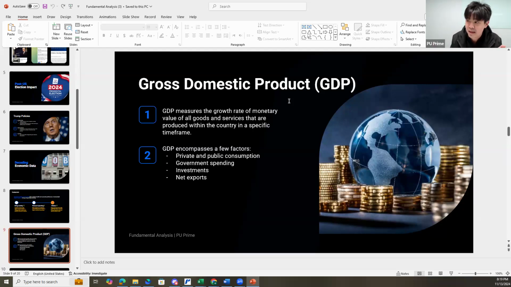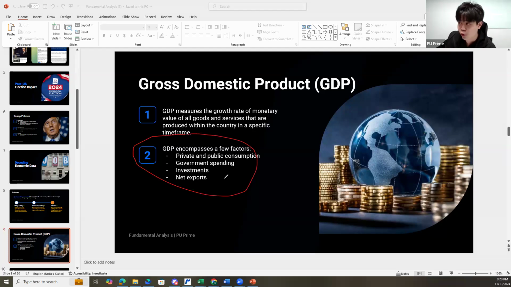Or to put it in simpler terms, you can think of GDP as your salary. So if your salary is higher, which means GDP is higher, you are richer. This applies to the country. GDP encompasses a few factors, including private and public consumption, government spending, investment, and net export. To explain in simple terms, GDP includes the spending, consumption, public and private spending, government spending, investment, and net export, which means that if in this country a lot of people are doing all types of activity, it should be richer.